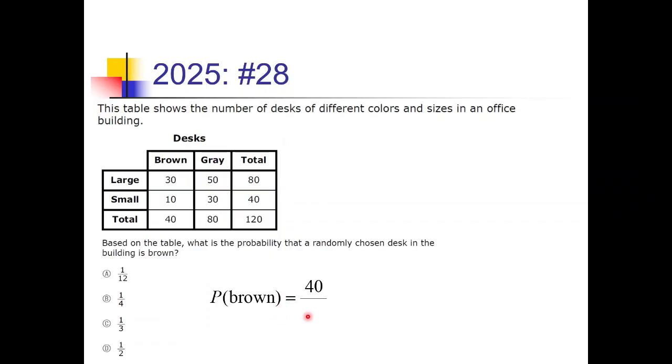Now what's the denominator going to be? What's the total collection of desks that I'm choosing from? We have to read carefully here. They said a randomly chosen desk in the building. All right, so they're not talking about any specific type of desk, they're talking about the overall total of desks. And that's given by this 120 here that's in the total row and the total column. So 120 is our denominator then. And that's none of the answer choices, so we have to reduce this. This would be 1 over 3, giving us choice C.